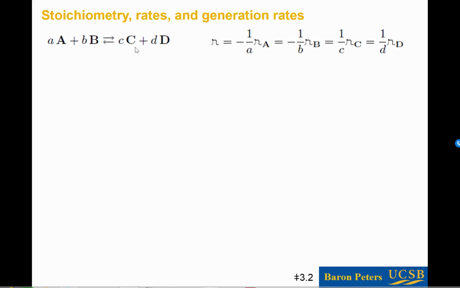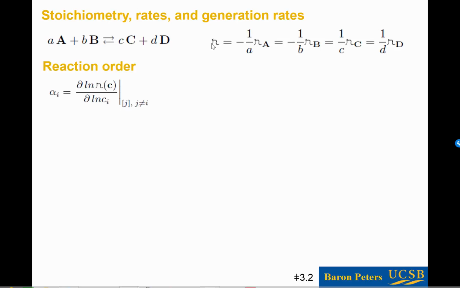We write the rate of the reaction without specific reference to any one particular species as this symbol R, right? And this literally means the number of moles of times that this reaction occurs per volume per time, for example. Now we can relate the reaction rate to the rate of generation of any particular species involved in the reaction by using these equations, right? So the stoichiometric coefficients are what's going to allow us to turn the rate of generation of species A into this rate of reaction R.